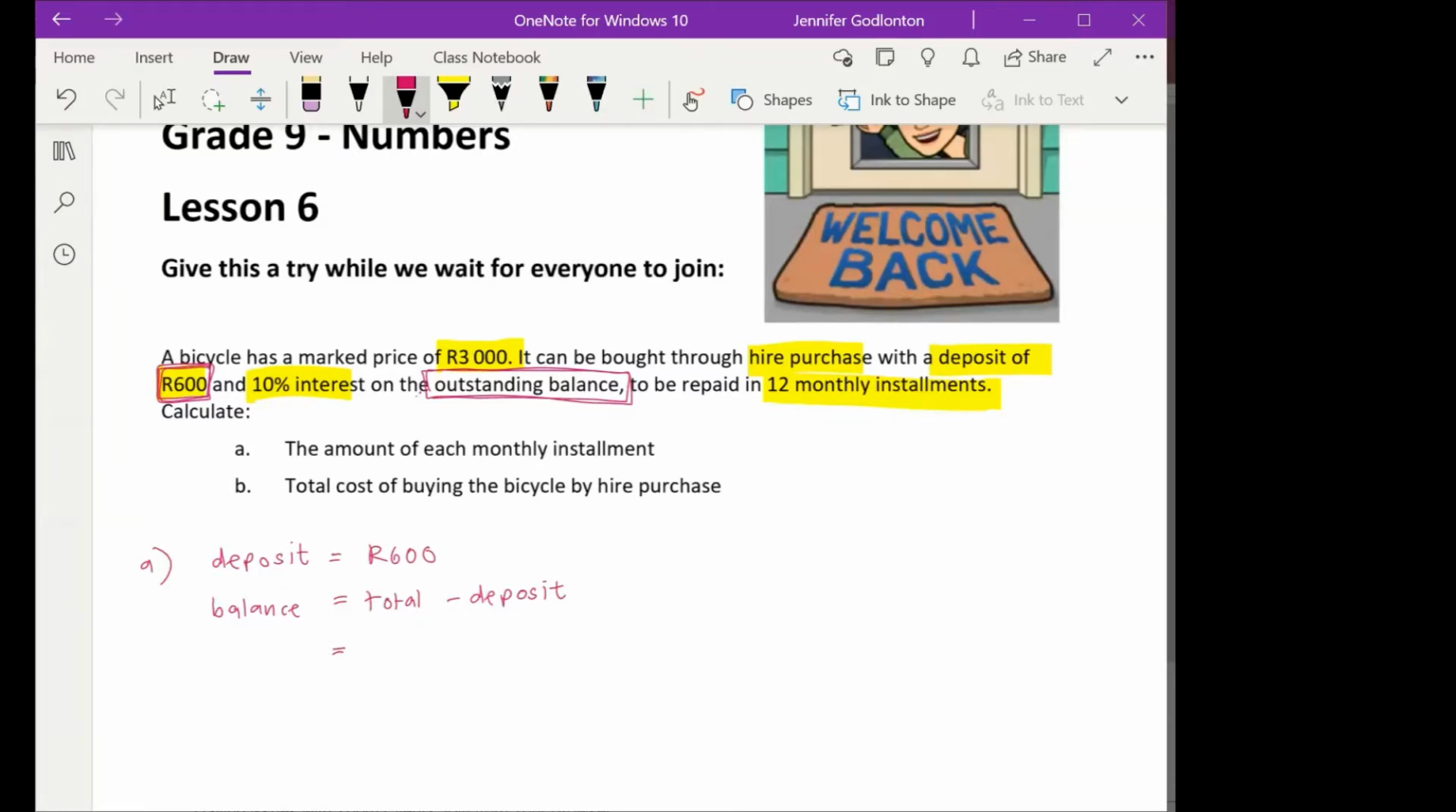I think it's 2,400. Excellent, that is perfect. Well done. So we have 3,000 Rand minus 600 Rand, which gives us 2,400 Rand. So that is our balance. That's our first step. Now we have to start working.